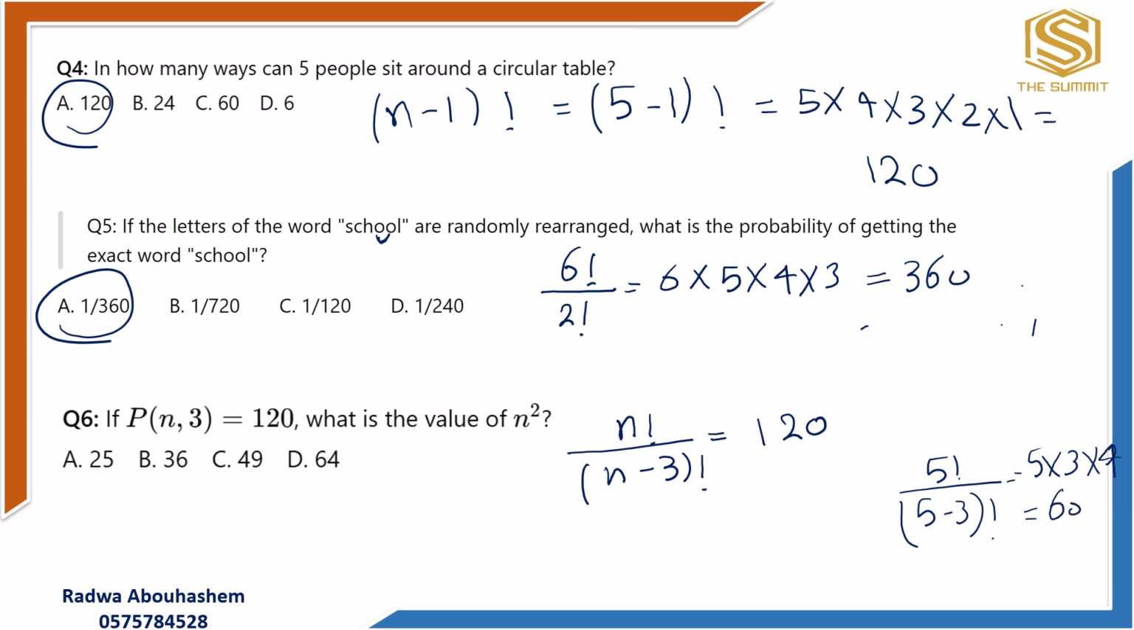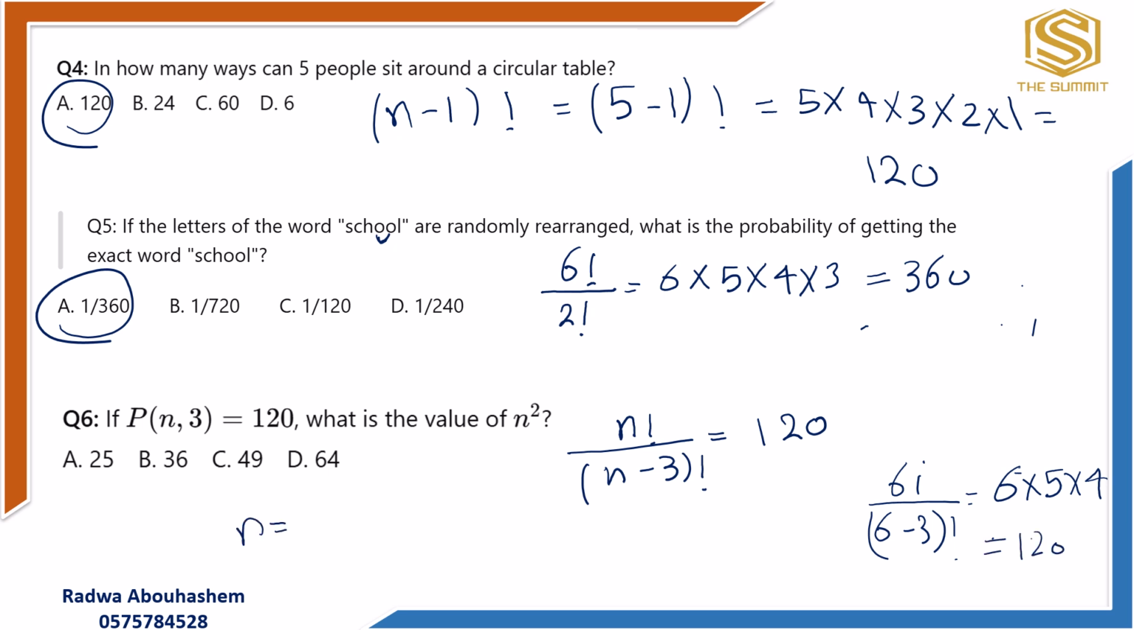So this is 60, not equal to 120. Let me try 6. 6 factorial over 6 minus 3 factorial. So I'm going to cancel everything starting from 3. So 6 times 5 times 4. Yes, it's 120. So n equals 6. Now he needs n squared. So 6 squared gives me 36.